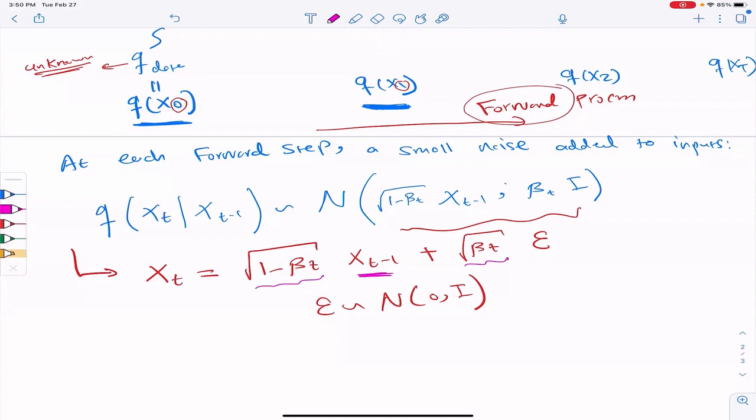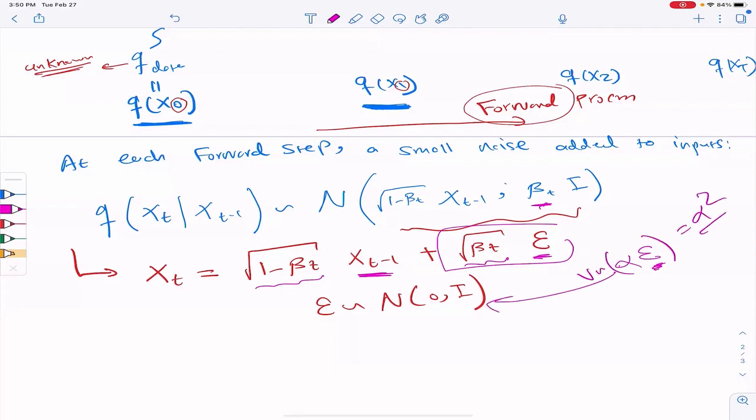I hope you understand this part, right? When I'm multiplying my normal Gaussian with the square root of a number, the variance of the noise is the square of that number. Like if you have alpha times some noise, and noise is distributed according to normal, the variance of this is alpha squared. That is why here you see beta, and here you see square root of beta. So you are multiplying your noise with the square root of beta. The variance of the noise is beta.